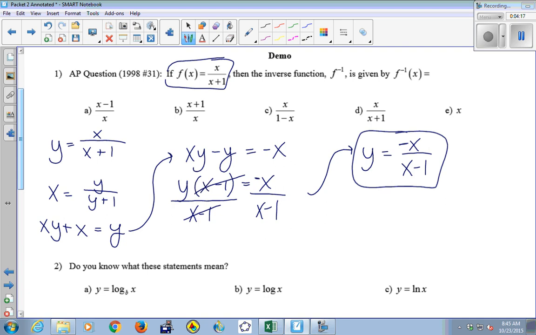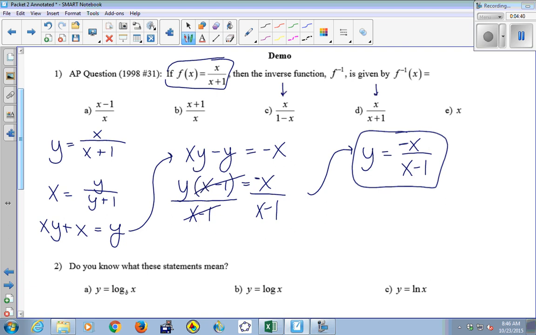D? A? Not, okay, good. That's a good start. None of them look exactly alike, right? Okay, so what's different? I've got a negative x on top. None of my options have negative x on the top, right? I have two options where there's an x on the top, right? Right, so it's got to be C or D.